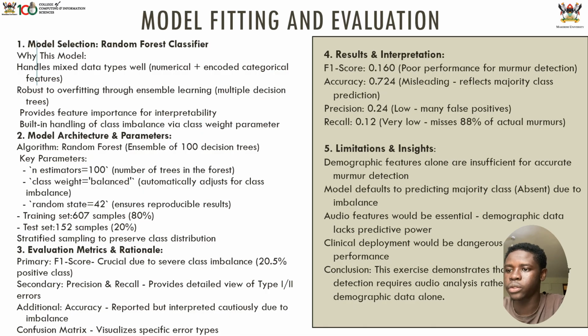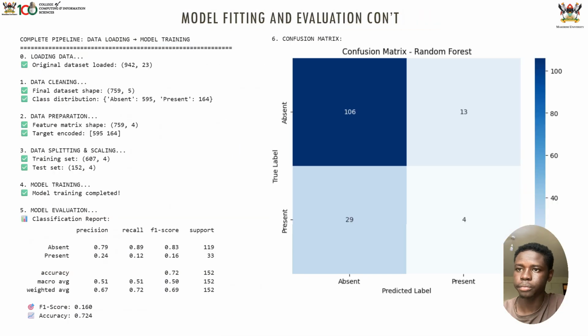Then audio features would be essential. Demographic data lack predictive power. The last point is that clinical deployment would be dangerous with current performance. In the conclusion, this exercise demonstrates that heart murmur detection requires audio analysis rather than demographic data alone. Here is the next part of the model fitting and evaluation.